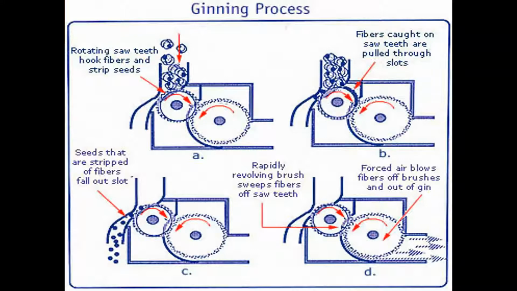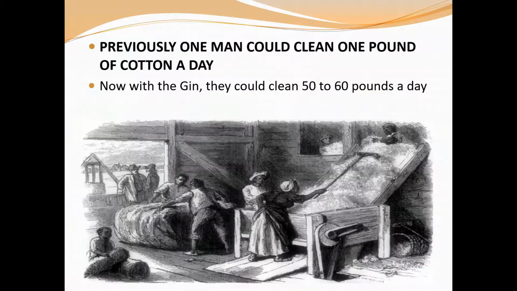expands rapidly. So you can see here, you drop the cotton in, the teeth grab it, then there's a brush on the other side, and as it pulls the cotton around, the seeds fall out the other side, and then the brush brushes the cotton off, and the forced air brushes the cotton off into another little chute that you just pull the cotton to.